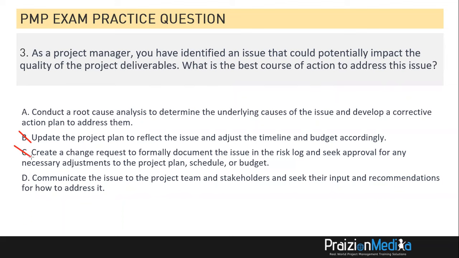And D, communicate the issue to the project team and stakeholders and seek their input and recommendations for how to address it. Now, while this sounds plausible, A is more conclusive in that you are conducting an RCA somehow, whether with all the team or some of the team, or whether you're capable to determine the underlying cause of the issue. So it's mentioning causes of the issue are being addressed and developing corrective action to actually address them.